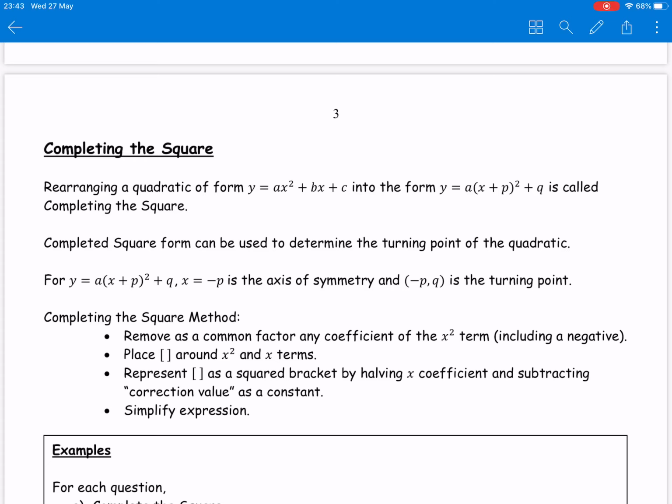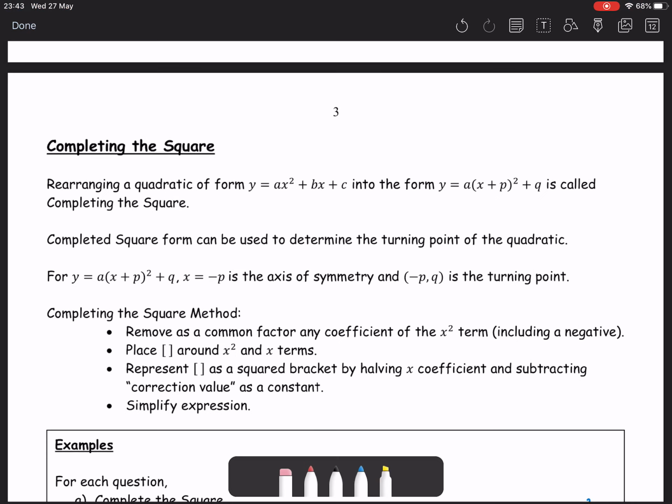Grade 5 pupils, we're going to be looking at completing the square. What we mean by completing the square is to have a quadratic and to write it in this particular form. The question will either ask, write a given quadratic in this particular form, or the phrase completing the square will be used. Okay, but this here should be recognisable.